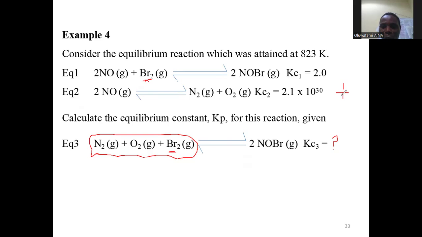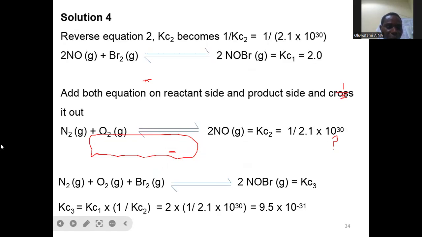When you invert, your x becomes 1 over x. It means you should also invert the equation. Your product becomes your reactant, and your reactant becomes your product. So all this comes here, this one comes there, and when you do that, you have what is written here. I showed you this solution in class.